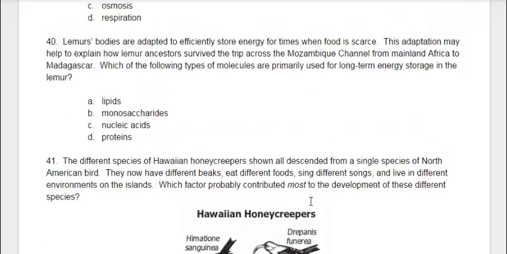40. Lemurs' bodies are adapted to efficiently store energy at times when food is scarce. This adaptation may help to explain how lemur ancestors survived the trip across the Mozambique Channel from mainland Africa to Madagascar. Which of the following types of molecules are primarily used for long-term energy storage in a lemur? Is it A. Lipids, B. Monosaccharides, C. Nucleic acids, D. Proteins?